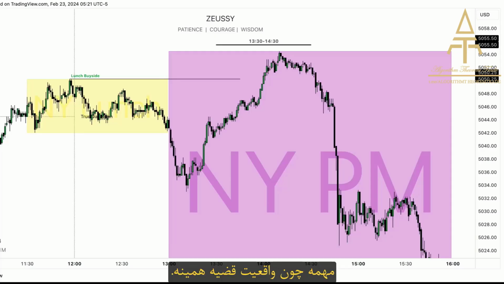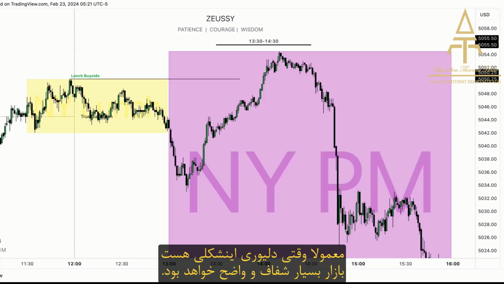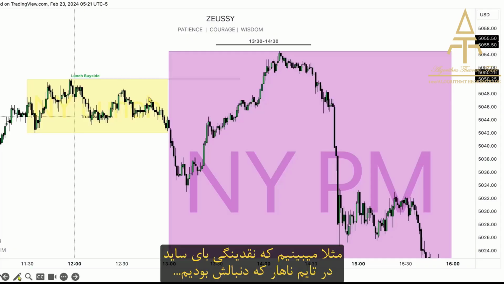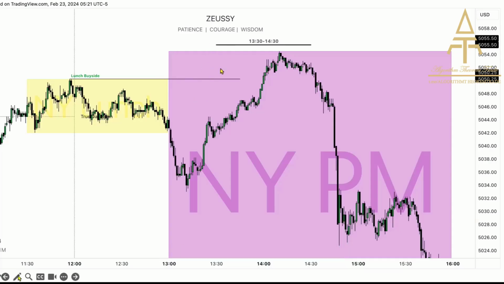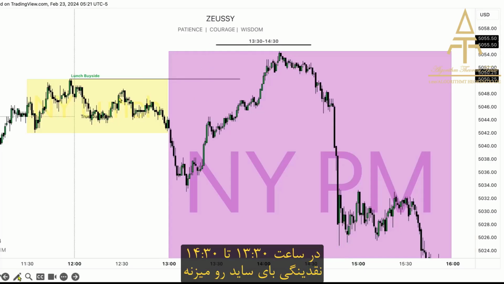The reason why that's important is because that's what it's like. You're not going to have the perfect day, every single week. But the logic is going to be usually pretty clear and pretty straightforward when the delivery occurs like this. And you will see that, okay, the PM scenario that we are looking for is a run on buy side liquidity between 1:30 to 2:30 p.m., specifically the lunch buy side liquidity.